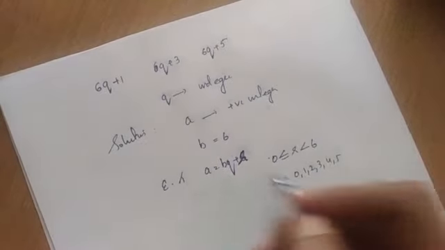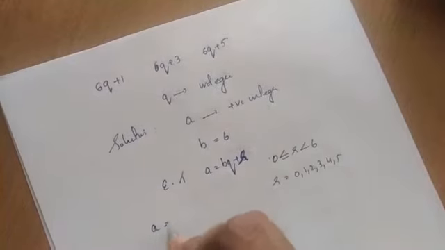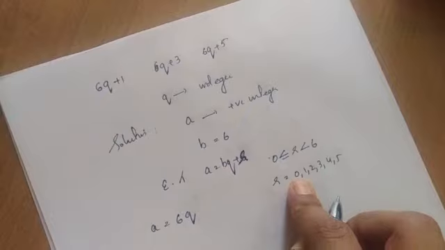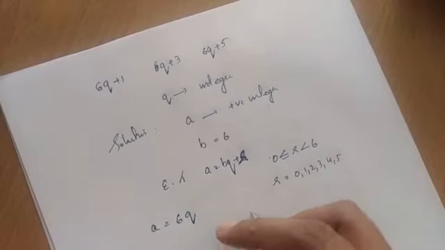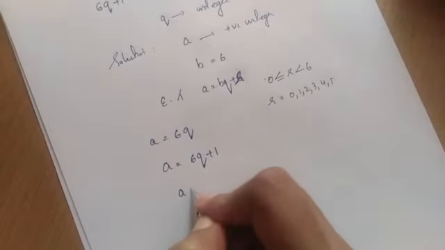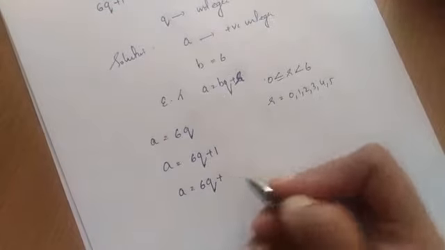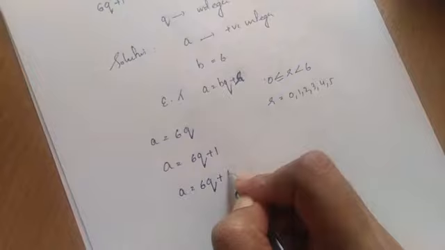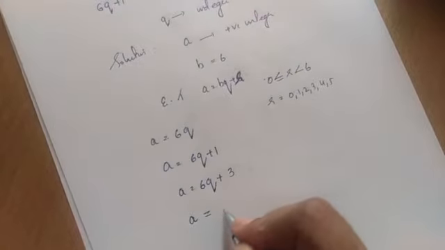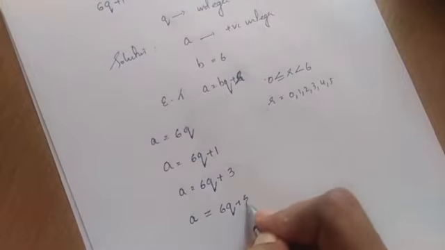Let's rewrite the equation using b and r. a is equal to 6q. The remainder value is 0, so simply the equation is a is equal to 6q. Next one, a is equal to 6q plus 1. a is equal to 6q plus 3. a is equal to 6q plus 5.